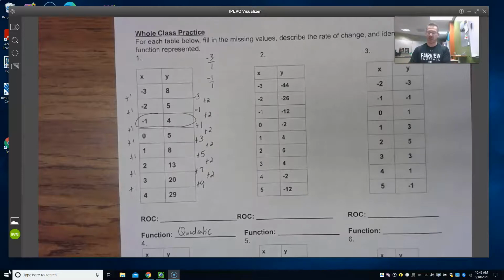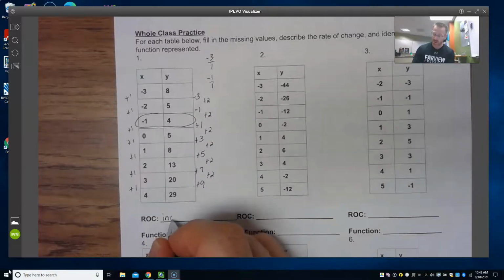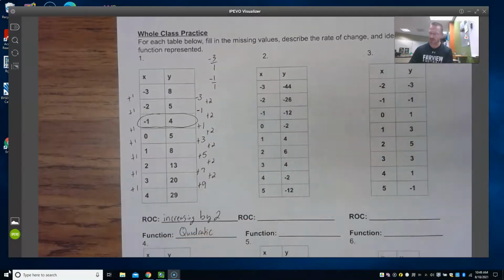How do I describe that rate of change? My rate of change is increasing by 2. So I would say my rate of change is increasing by 2. All right, so increasing by 2.